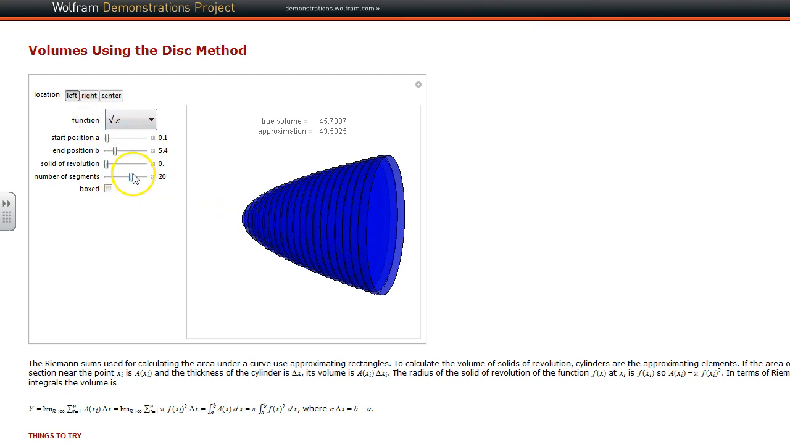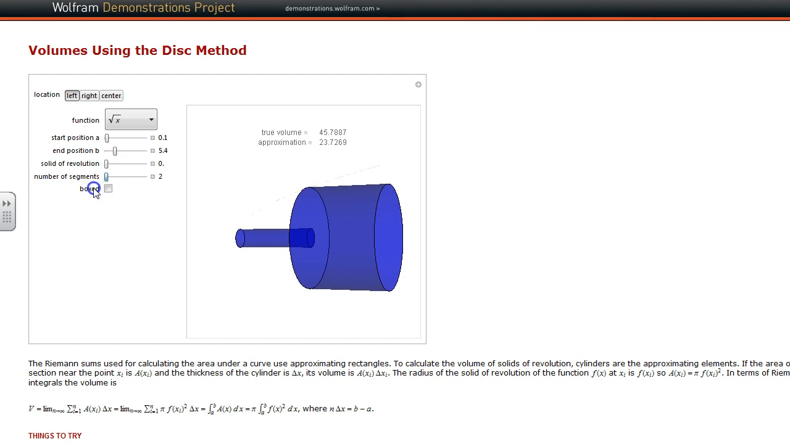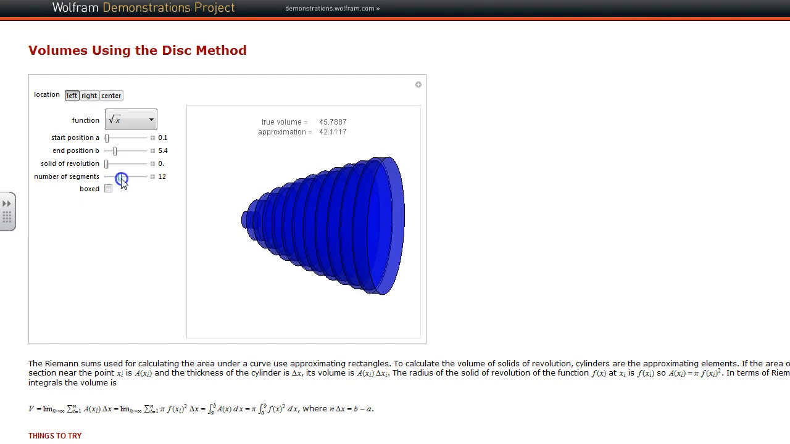This is the square root function, y equals the square root of x. And this is how many disks we are putting underneath it. We're putting one right above 0, and one right here at maybe 1 or something. As we make more and more of these, we get more and more disk shapes, and the more we make, the better the approximation of the true volume. This is the true volume, this is the approximation.